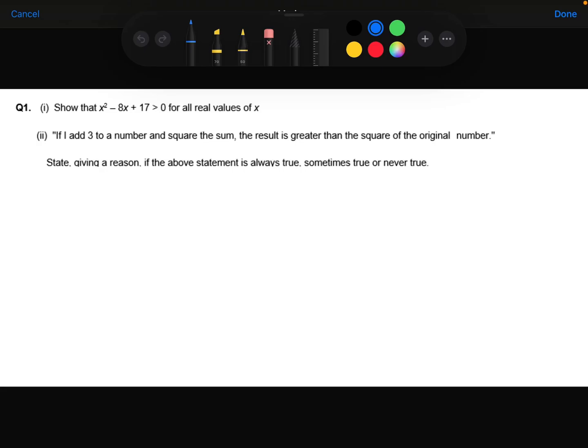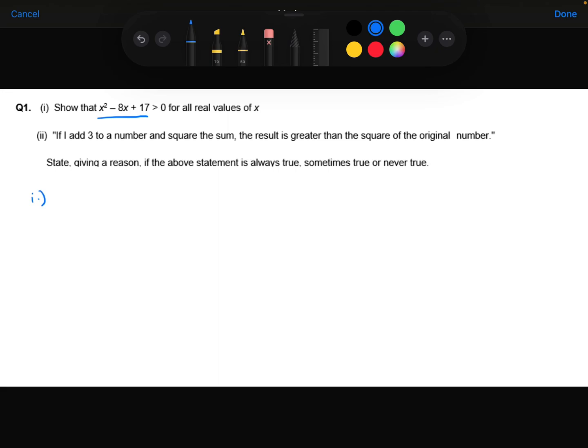Show that x squared minus 8x plus 17 is greater than 0 for all real values of x. If I complete the square on this quadratic, that's going to allow me to say what its minimum value is, which will hopefully then be greater than 0. So we're going to complete the square.